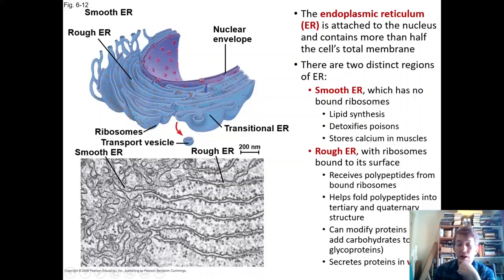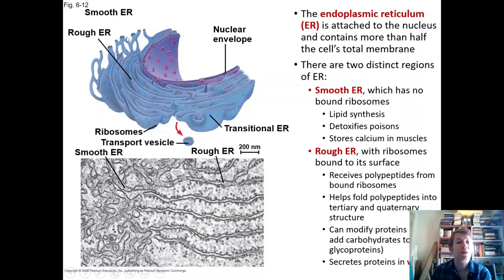The smooth ER is mostly making lipids and storing them. So the smooth ER will make lipids like steroid hormones and cholesterol. It will also make new phospholipids so that if your cell needs to make a bigger membrane, it'll make the phospholipids for that.